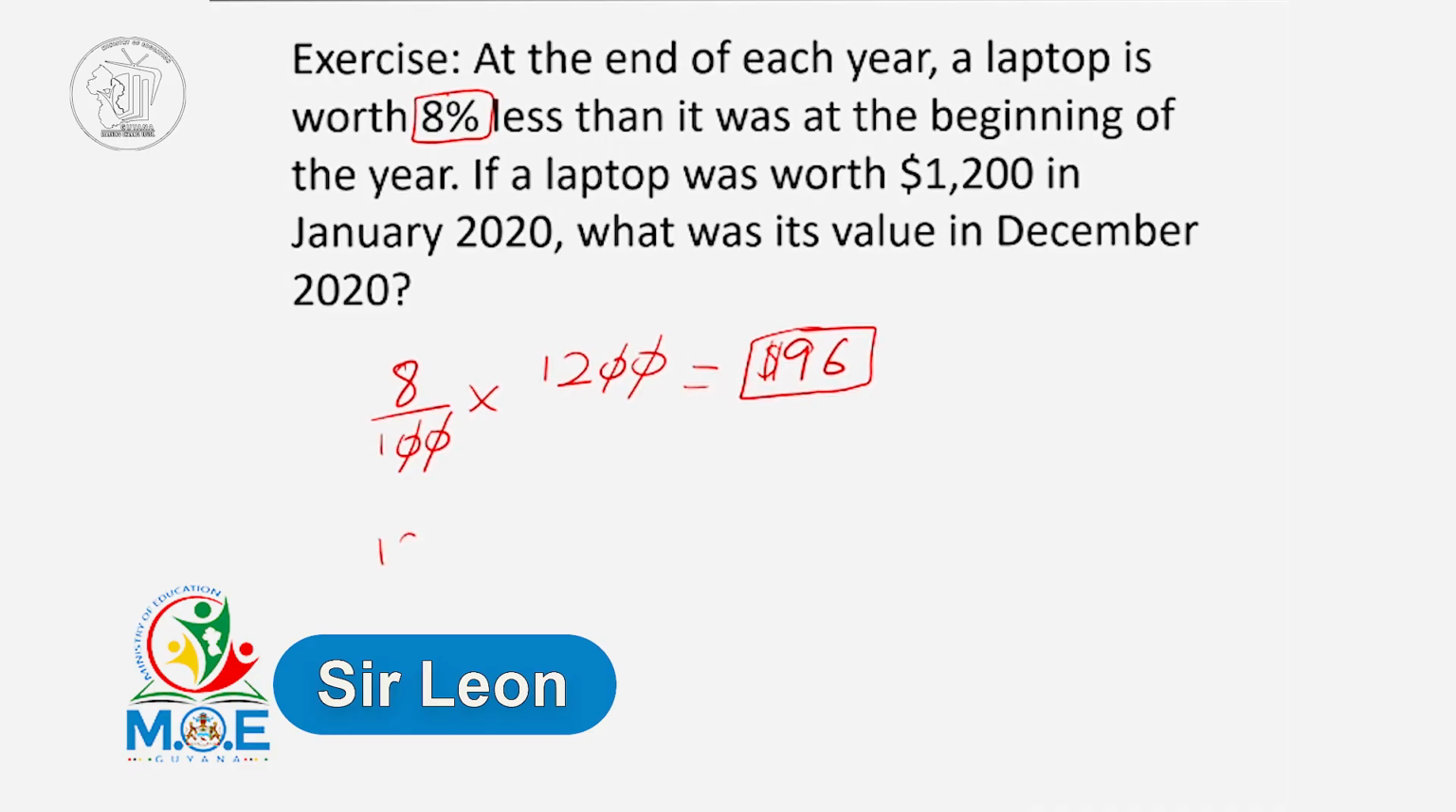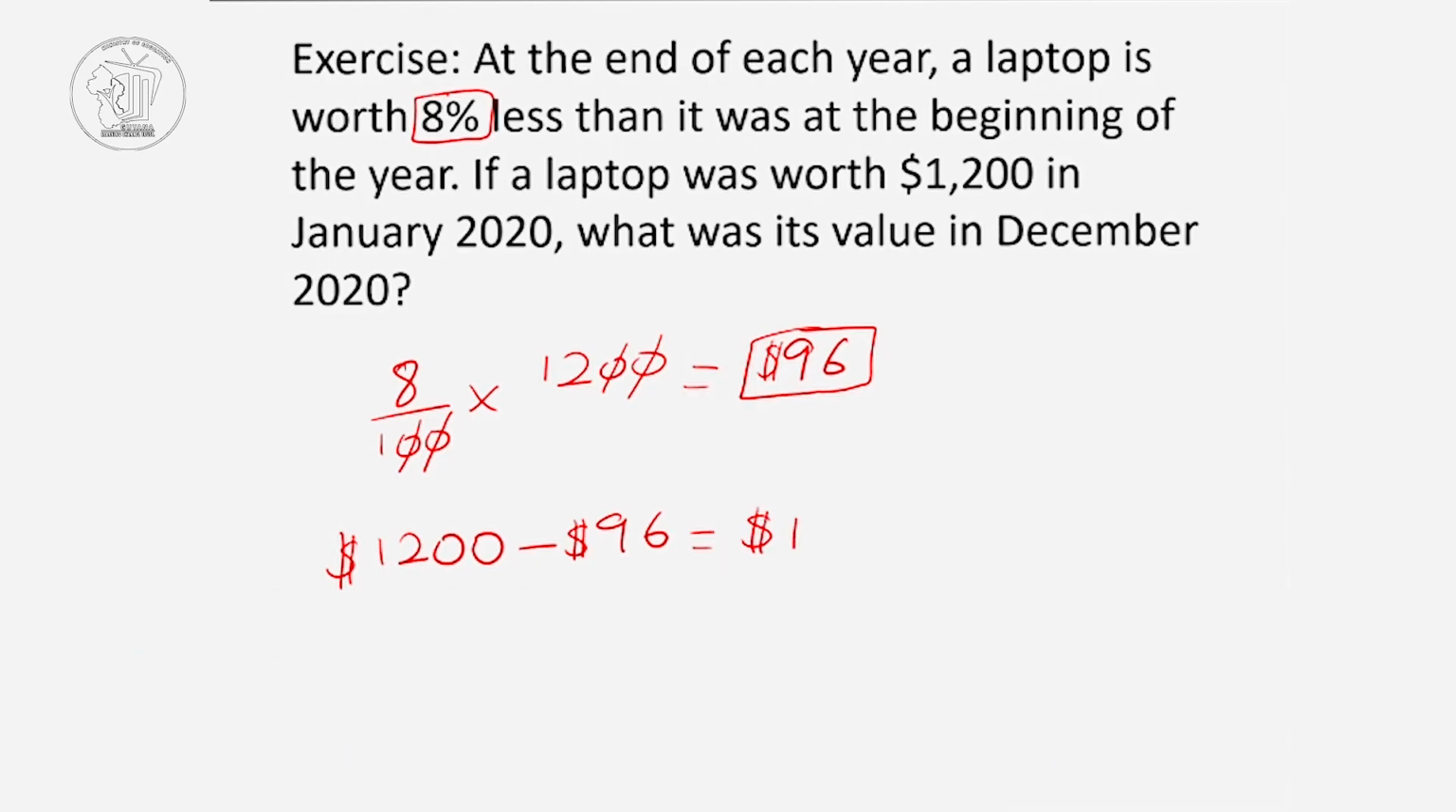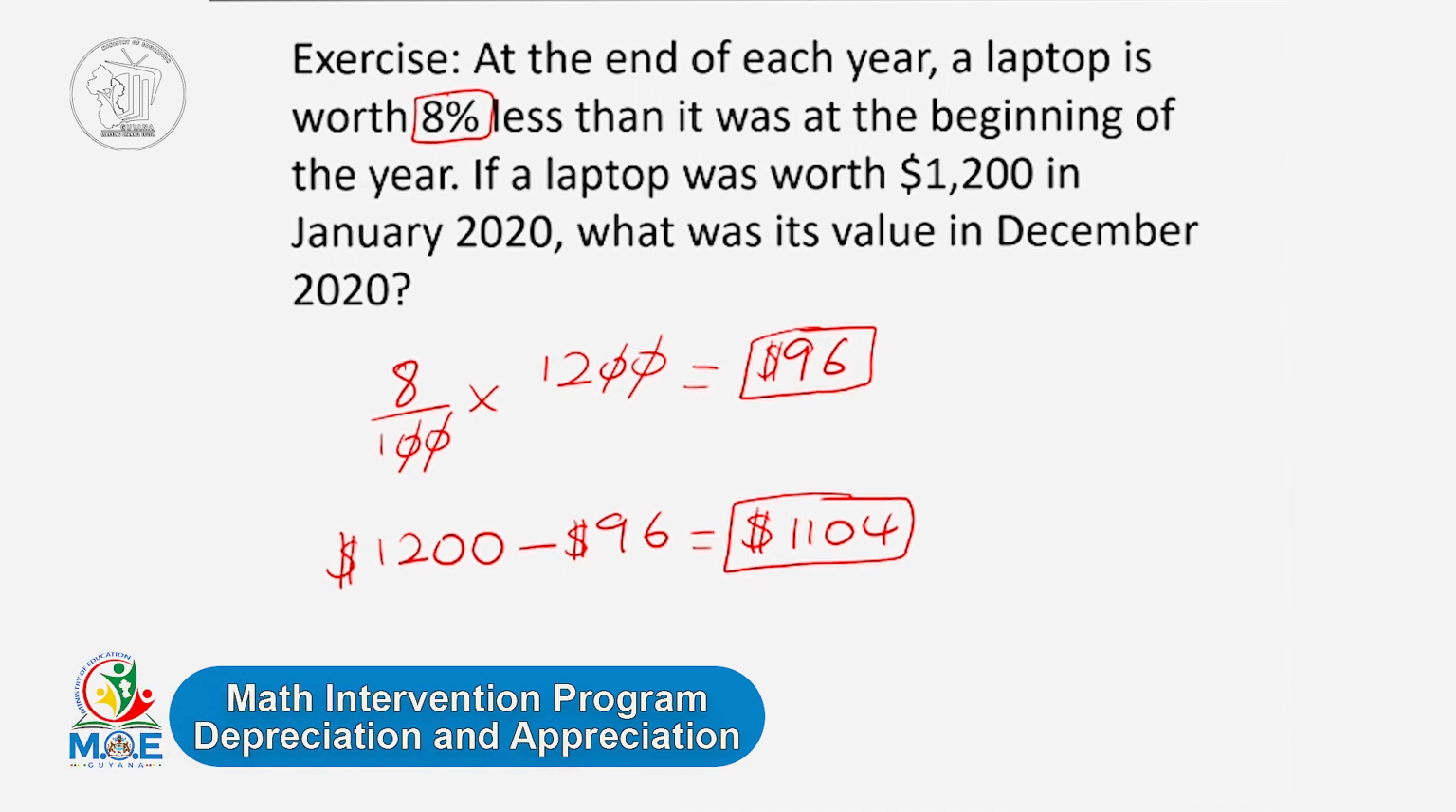So this will be $1,200 subtract $96. So 1,200 subtract 96 will give me $1,104. And that would be the value of the laptop after 1 year, or from January to December, because we know that's 1 year.